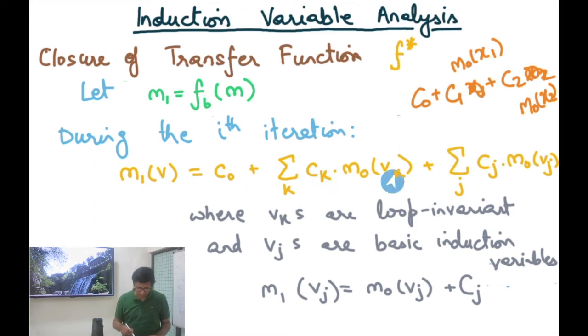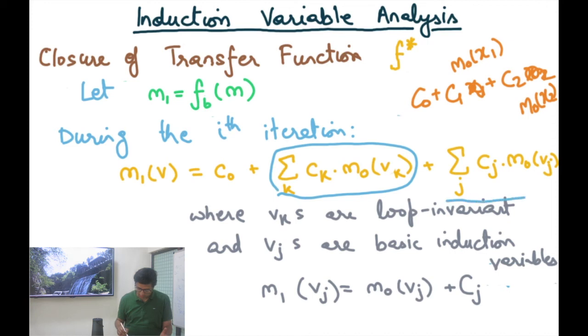But I'm only considering the case where the vk's are loop invariant variables. So let's only look at those statements where the value of v, after that particular statement, is given by summation ck m0 vk, where all the v's are loop invariant. That's one component of this requirement. The other component is that it's possible it has more variables which are not loop invariant, of the type summation over j of cj m0 vj, but those vj's need to be basic induction variables.